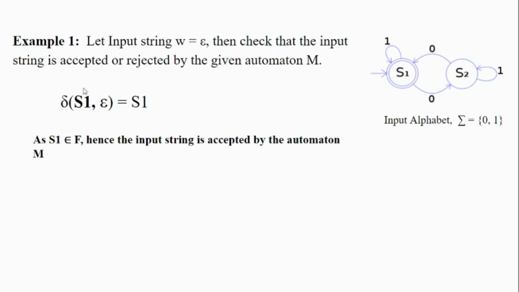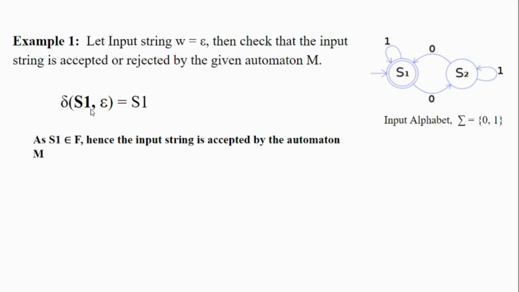So by reading nothing, what is happening here? If there is any state and the input taken is nothing, that is epsilon, then the machine will be in the same state. I am repeating the concept: if you apply a transition function on a particular state and the input taken is epsilon, that is, there is no input, then the machine will be in the same state. Now we have to check whether this machine will accept epsilon as a string or not.